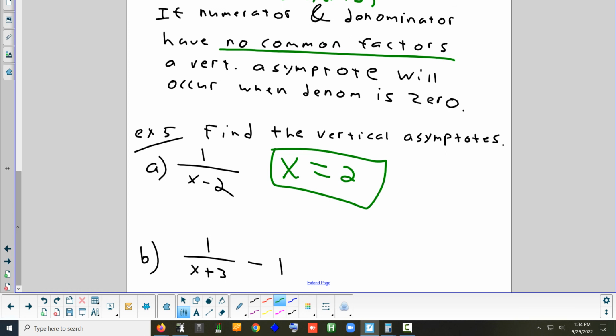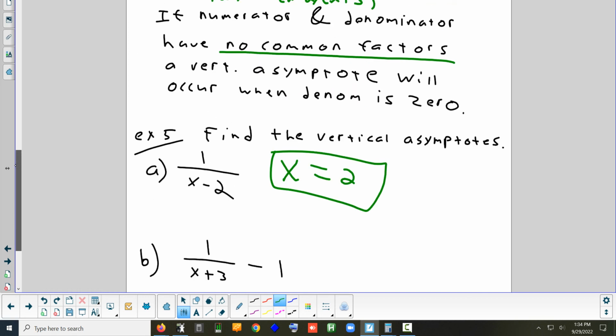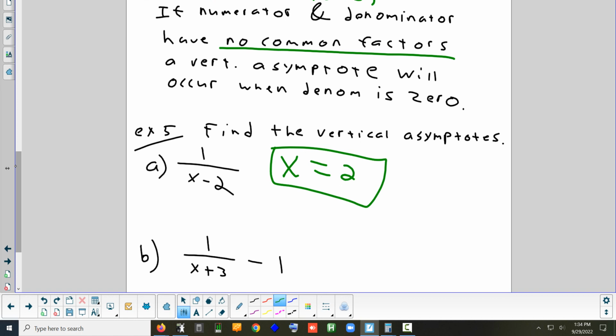How about this one? What would be your vertical asymptote for b? The whole equation, not just the number. X equals negative 3. How about if I did this? X equals negative 3. That only affects the horizontal. That only affects the horizontal.